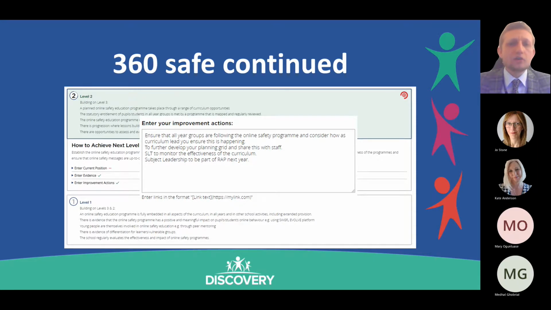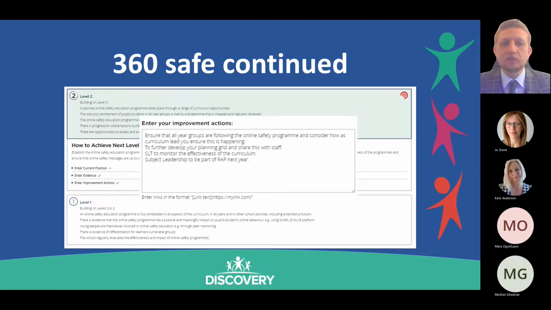And then I thought I'd just show you how you enter your position. So if I go back to here, you'll see on the screen where it says how to achieve the next level, enter current position, enter evidence, and enter improvement actions. And each one of those you can click into. So for example, on this one, it's the online safety education program. So it's looking at your curriculum for your pupils.